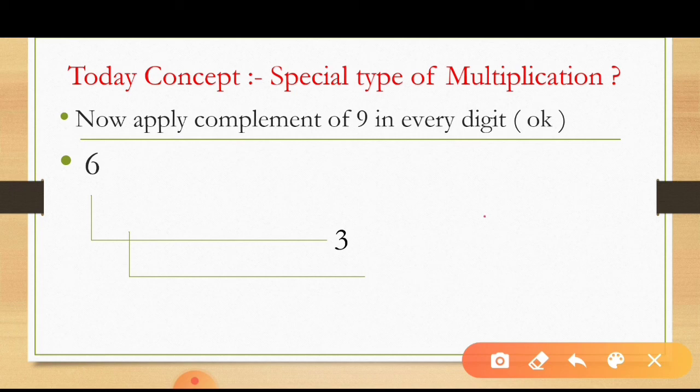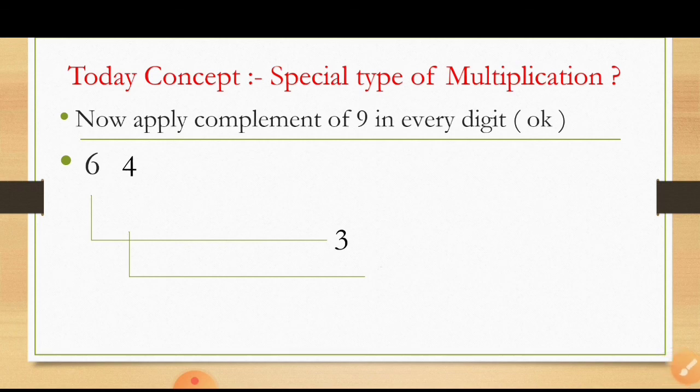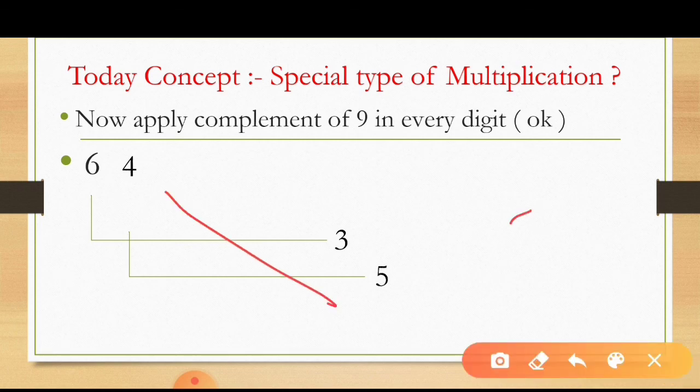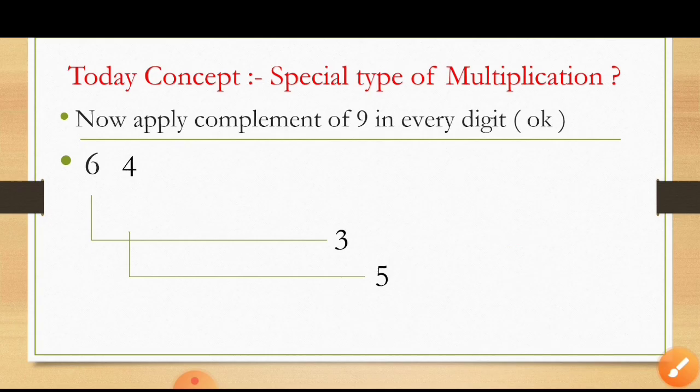Means to 6 we add 3, then the answer comes 9. Okay, now say 4. What is the complement of 4? We can add 4 and 5, then the answer comes 9. Means we can add any digit after 4, then the answer comes 9, means that digit is the complement of 9.